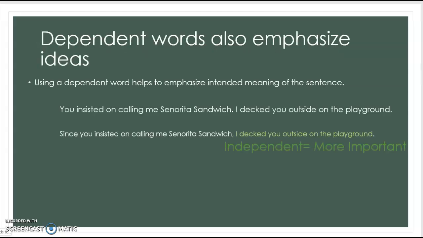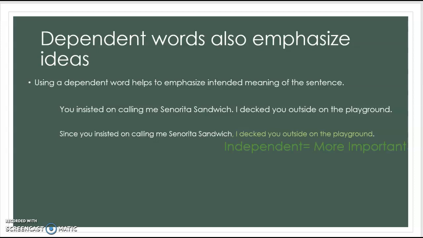Welcome back. All right. So dependent words not only show relationship, but they also emphasize ideas. For instance, you insisted on calling me Senorita Sandwich. I decked you outside on the playground. Those are two independent clauses. I want to make one dependent and join them. So I have to think, which one is more important? Is it that you called me Senorita Sandwich or that I decked you outside?